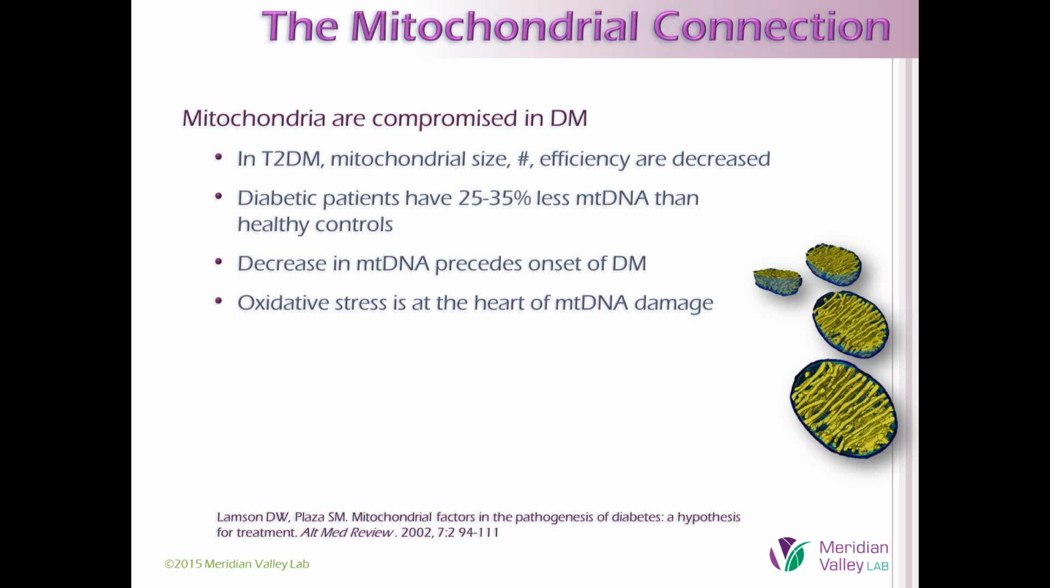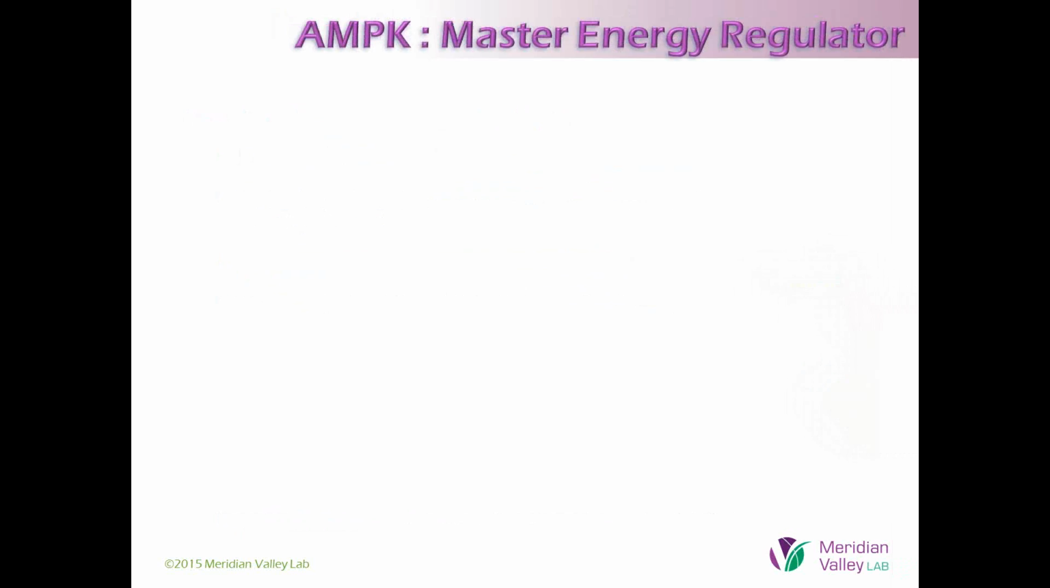Oxidative stress and mitochondrial damage is one of the forerunners to diabetes. So if it's the forerunner of diabetes, it's also going to be the forerunner of insulin resistance. That's my main point here. Let's take a look at a molecule called AMPK. This is adenosine monophosphate kinase. It's one of the major energy regulators in our body, and it's a major mitochondrial support molecule.